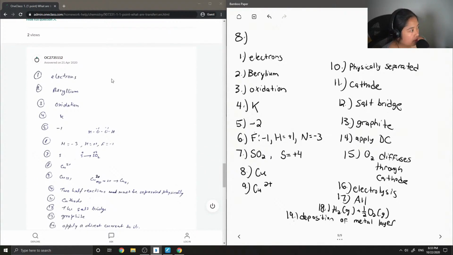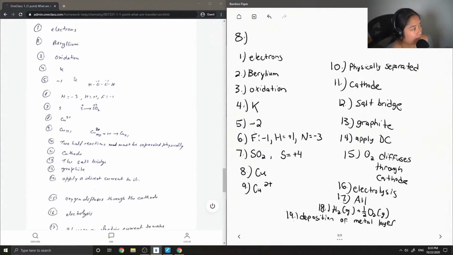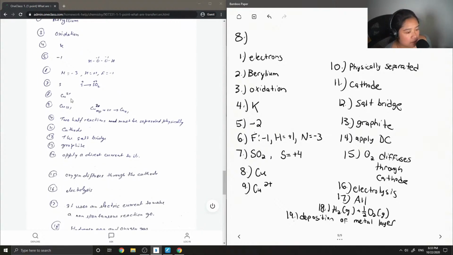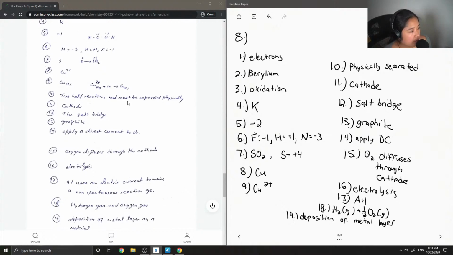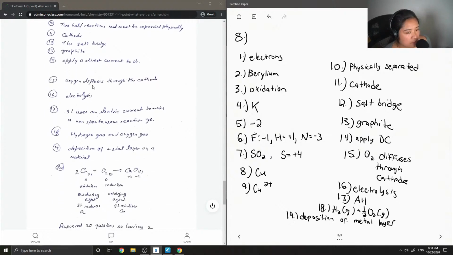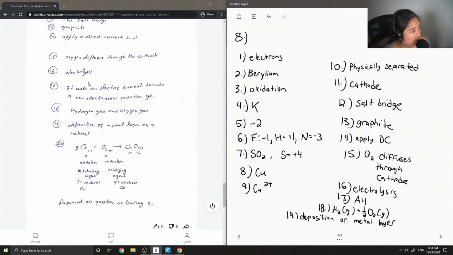So let's see, electrons, beryllium, oxidation, K. I think they did the oxygens in a peroxide. -3, +1, -1. The sulfur, copper. Separated physically, cathode, salt bridge, graphite, direct current. Oxygen diffuses through the cathode, electrolysis.